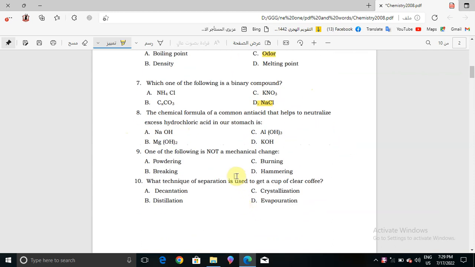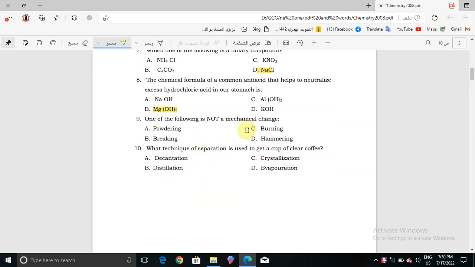Now question number 8, the chemical formula of a common antacid that helps to neutralize excess hydrochloric acid in our stomach is what? It is magnesium hydroxide. Okay, now question number 9, one of the following is not a mechanical change: burning, powdering, breaking, or hammering. The correct answer, that is not a mechanical change, will be burning.